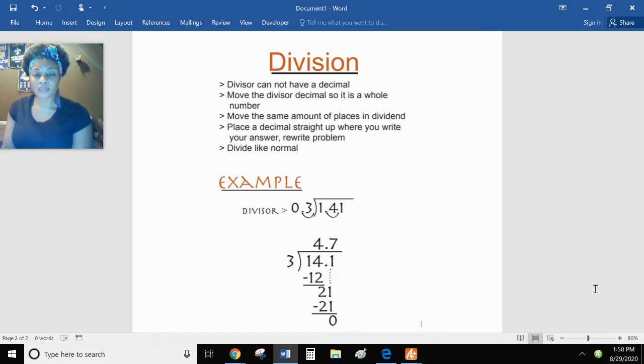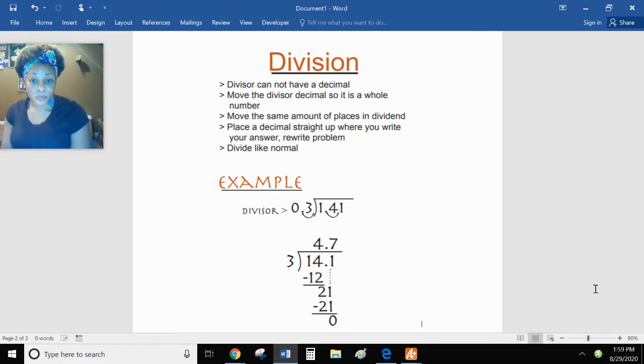So let's look at the example. In the example, we had 1 and 41 hundredths divided by 3 tenths. We couldn't have a decimal in the divisor, so we moved the decimal point one place to the right, and then the directions tell us anything we do to the outside, or the divisor, we have to do to the dividend. So then we had to move the decimal point one place to the right in the dividend.